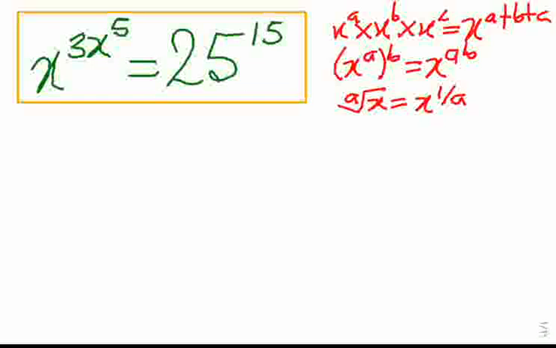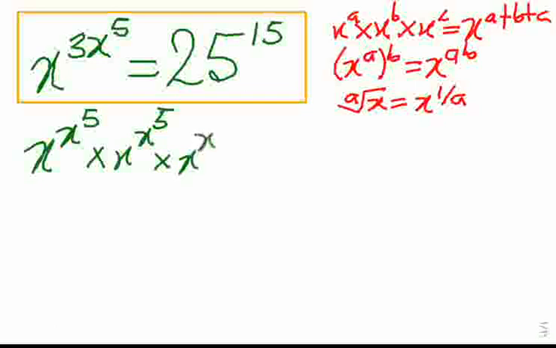So how do we solve this question for x? The first thing I am going to do here is to split this expression you have there. How do I split it? I'm going to split it into 3. x raised to power x raised to power 5, multiplied by x raised to power x raised to power 5, and then multiplied again by x raised to power x raised to power 5. This equals 25 raised to power 15.